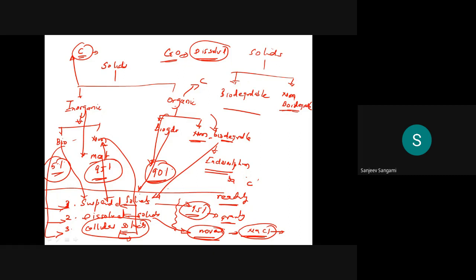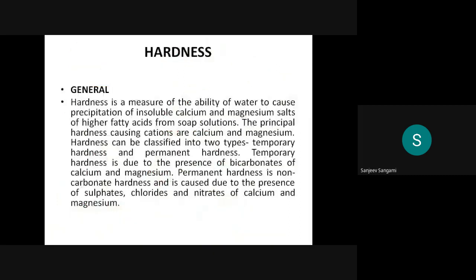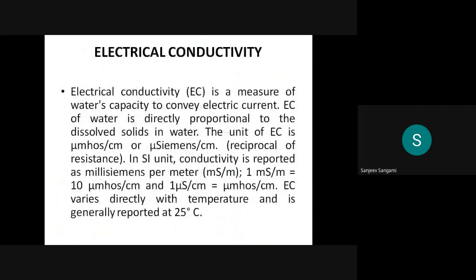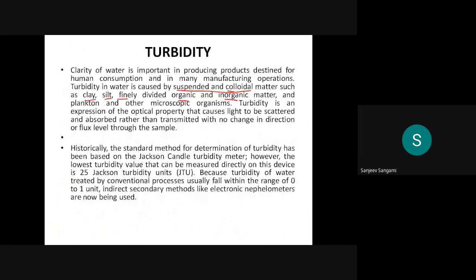Now the turbidity is caused due to suspended and colloidal solids. Remember this, suspended and colloidal solids. Suspended is 10%, colloidal is 90%. So if 90% of the particles are colloidal, definitely it will cause turbidity. If 10% settlement will be there, no problem. Then these are divided finally into organic and inorganic.